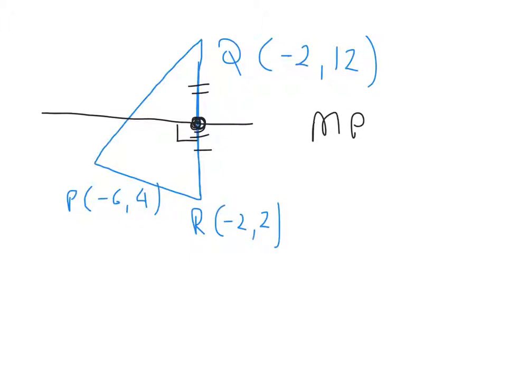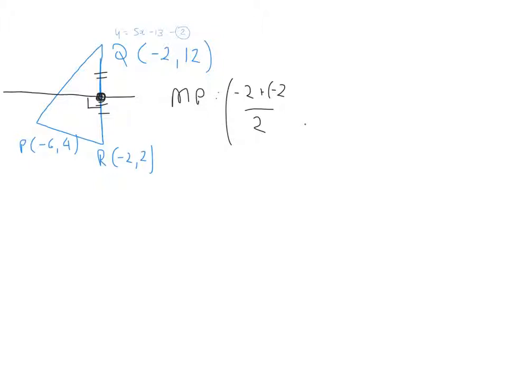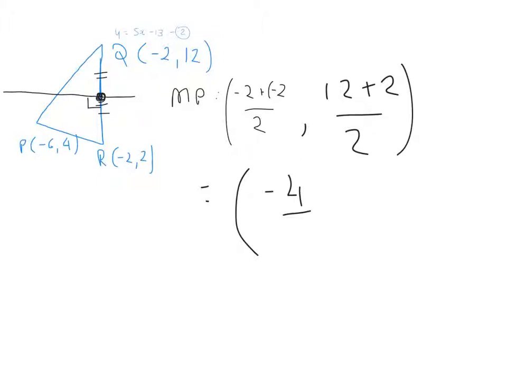The midpoint is given by an average of the x and the y coordinates, so that's (minus 2 plus minus 2) over 2, and (12 plus 2) over 2. Minus 2 plus minus 2 is minus 4 over 2, and 12 plus 2 is 14, 14 over 2 is 7. So the midpoint can be given by (minus 2, 7).